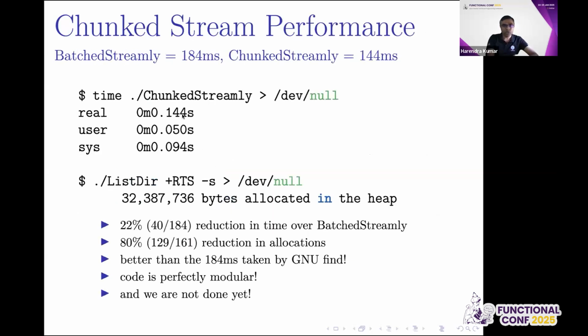Now we got 144 millisecond here, and the allocations are down to 32 MB. From the initial 450 MB or around 500 MB, we have come down to 32 MB allocations here. From the previous program, the batched Streamly 1, we got 22% reduction in CPU time, and 80% reduction in allocations using this batching. And we are better than GNU find now, which was 184 millisecond. We are at 144 millisecond. Code is still perfectly modular, and we can still improve it.